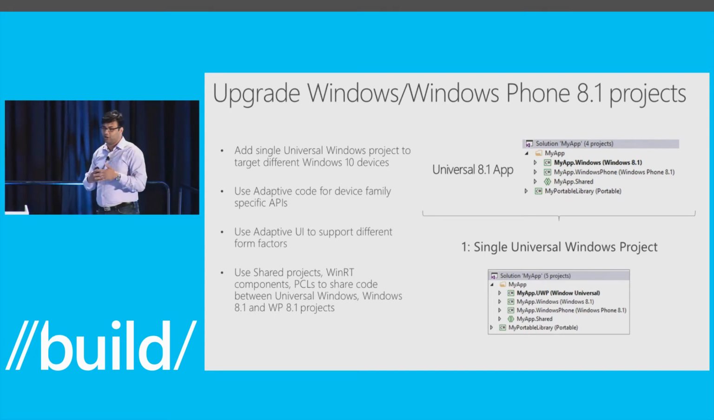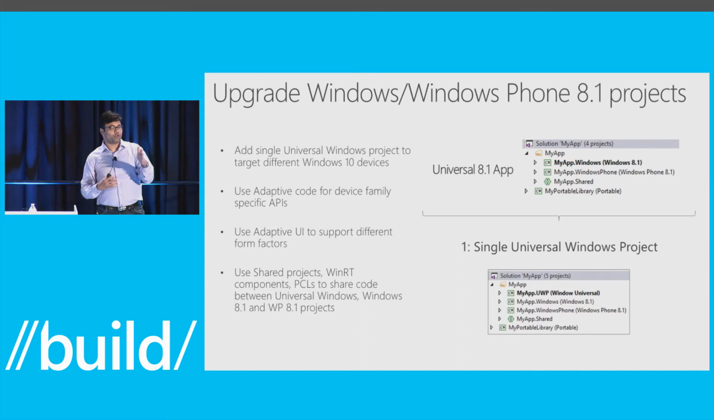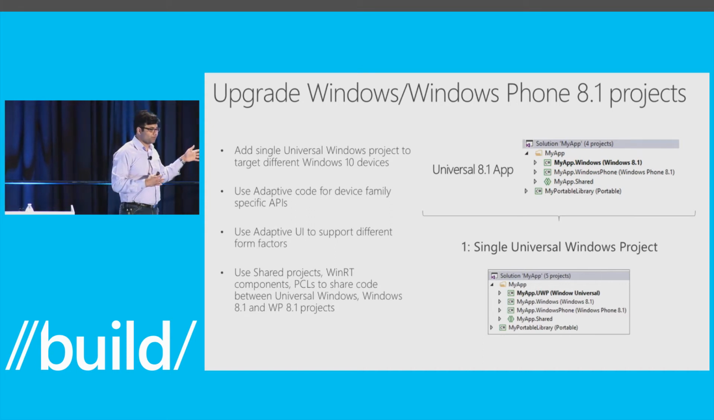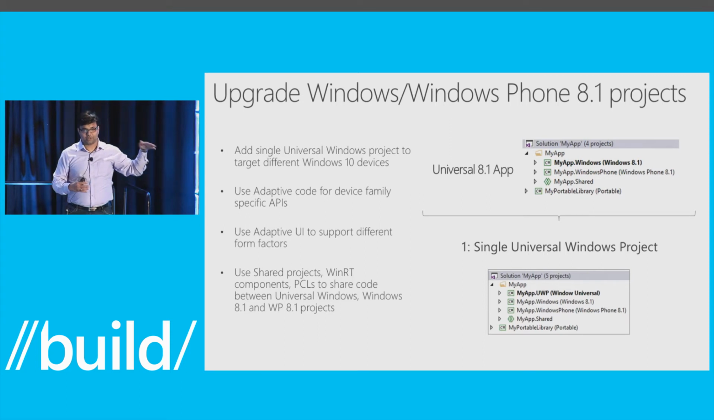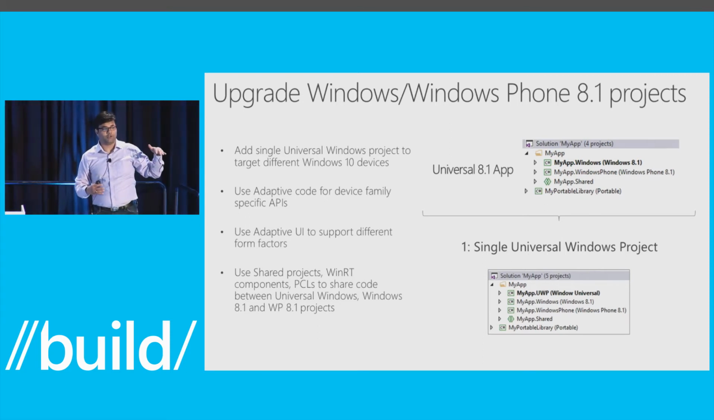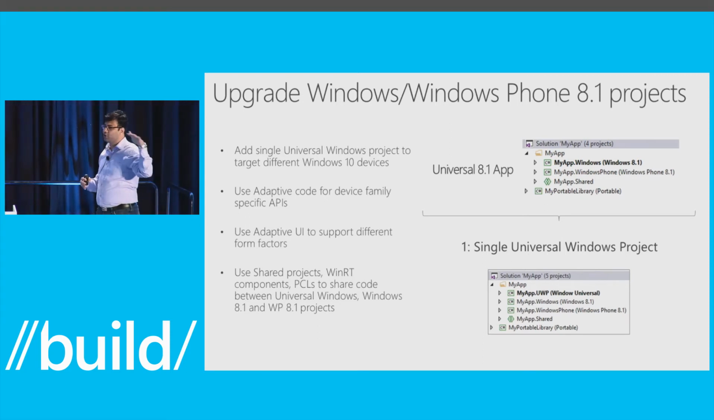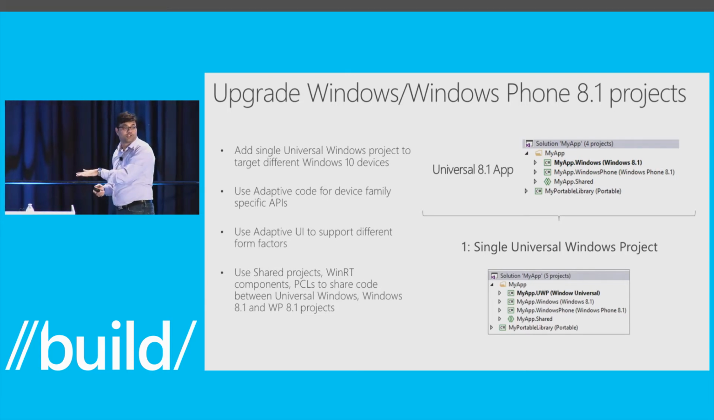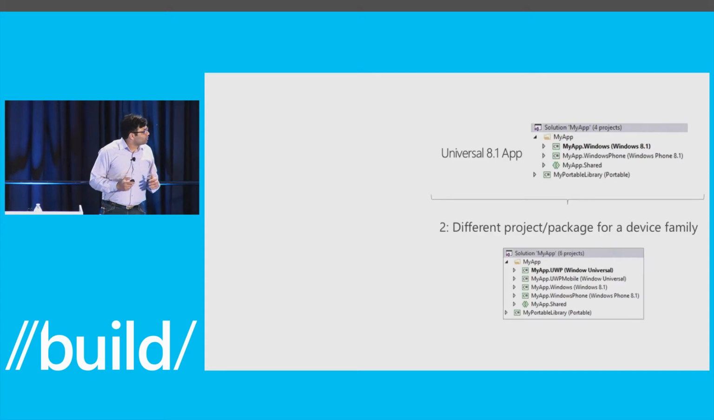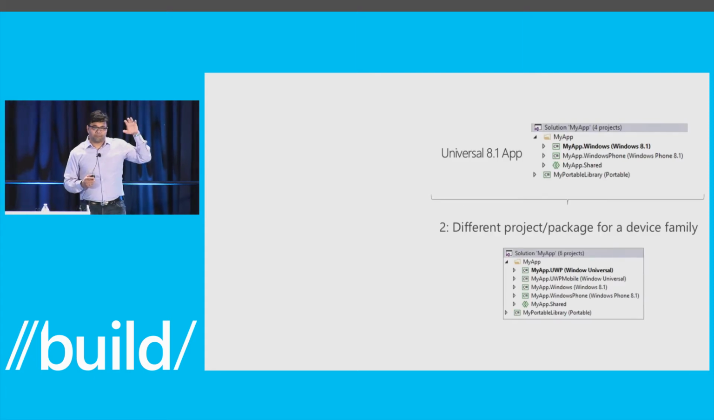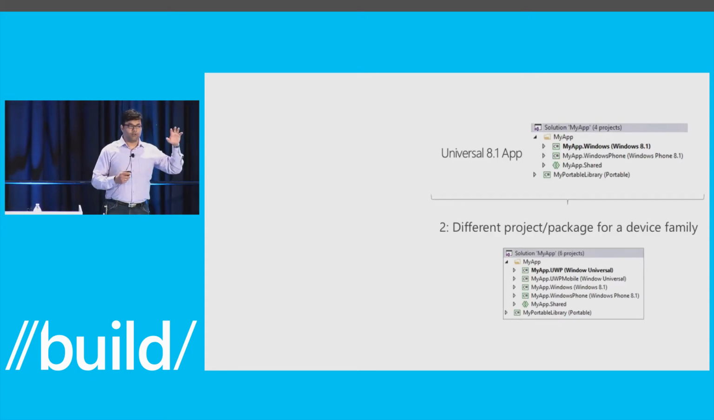So you can use all of them to share the code between Windows 8.1, Windows Phone 8.1, and a universal project. So in this solution, you are basically maintaining 3 different packages. One for Windows 8.1, one for Windows Phone 8.1, and one for the universal package that targets all Windows 10 devices.